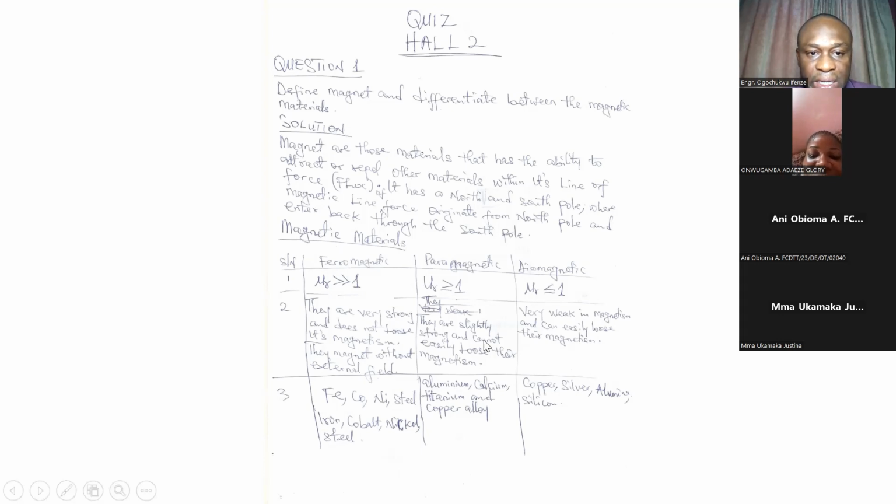Then magnetic materials: we have the ferromagnetic materials, the paramagnetic materials, and the diamagnetic materials. For ferromagnetic materials, their relative permeability is far beyond 1. They are in thousands, while that of the para is slightly above 1 or equal to 1. Same goes for diamagnetic materials, which is less than 1 or equal to 1.